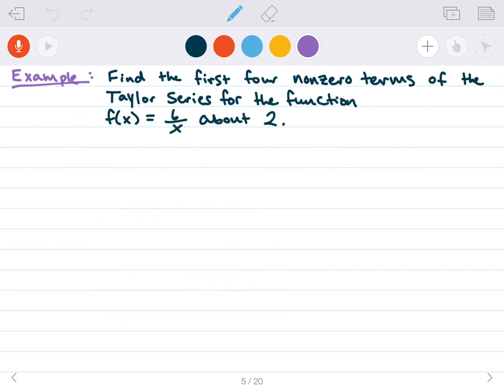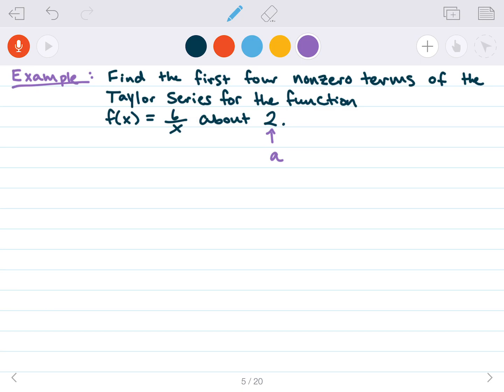And this isn't anything new. It says find the first 4 non-zero terms of the Taylor series for the function f of x equals 6 over x about 2. So this is our a. When they say about, that means that's our center.